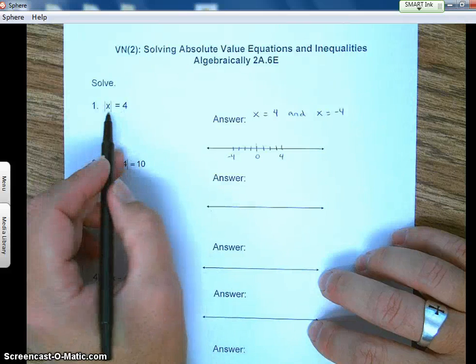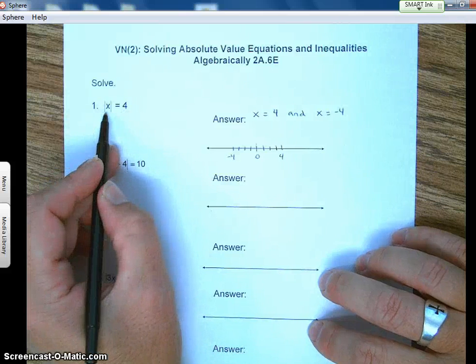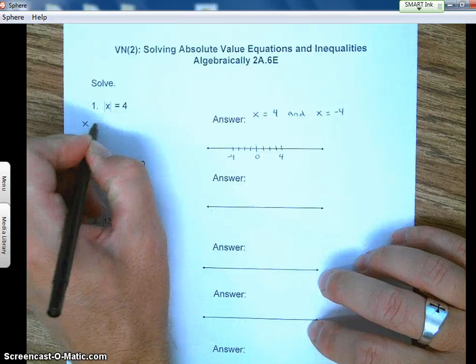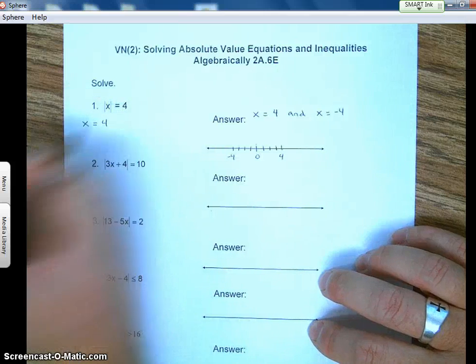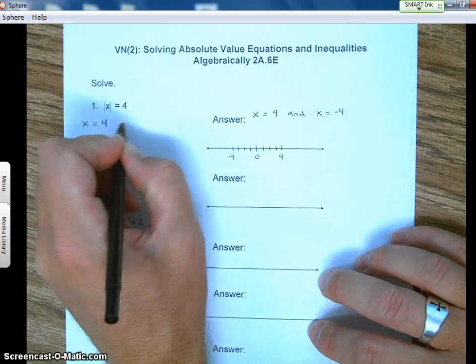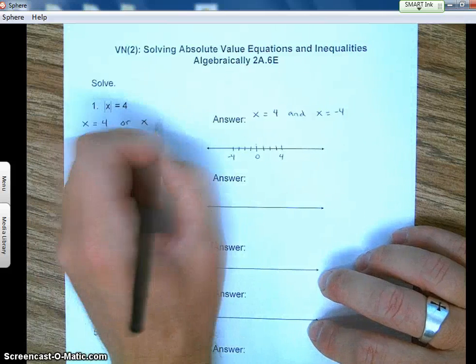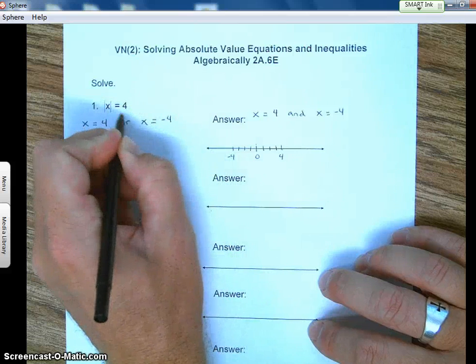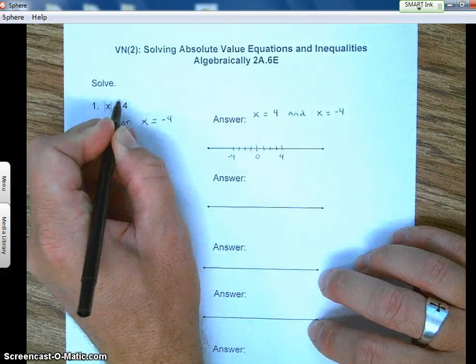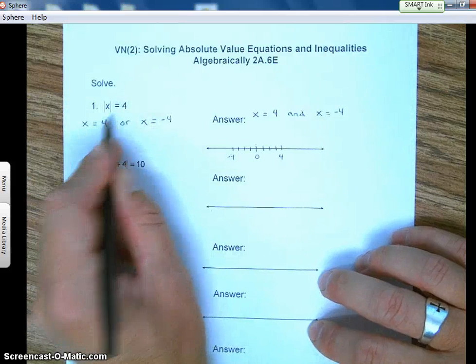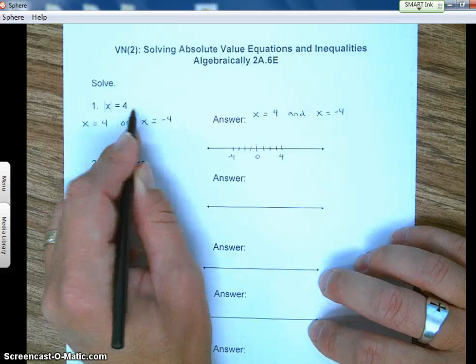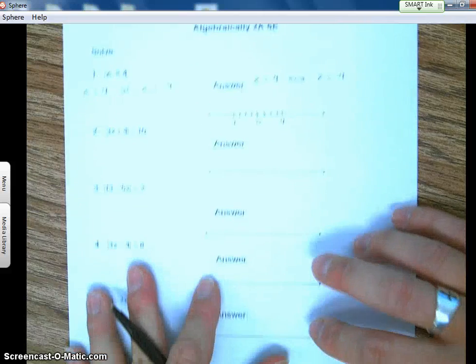So when you set up a problem like this, we get rid of the absolute value. So x could be 4, okay, or x will equal negative 4. So we take whatever that answer is, whatever that distance is, and we set up one equation where it's positive, and we set up another equation where it's negative. Now let's see what that looks like here.